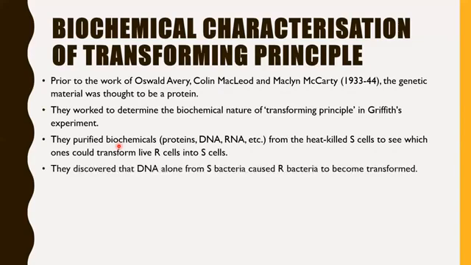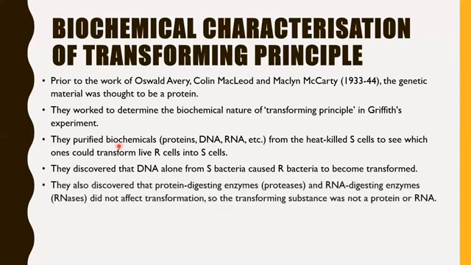And they discovered that DNA alone from S bacteria caused R bacteria to become transformed. So by their experiment, they discovered that DNA alone from S bacteria caused R bacteria to become transformed. Then how did they identify it? In their experiment, they used certain enzymes to remove the specific biochemical component from the mixture.